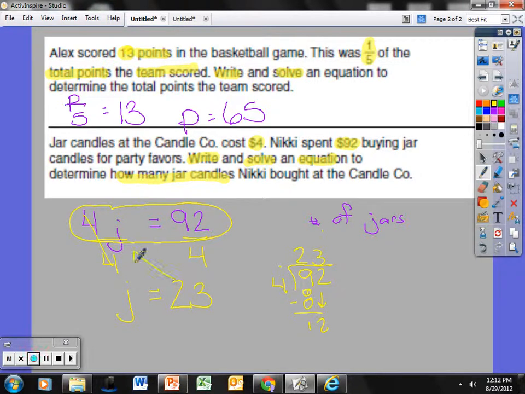I can always substitute 23 back into the original equation. It becomes 4 times 23 is equal to 92. 4 times 3 is 12. Regroup the 10. 4 times 2 is 8, plus 1 is 9, so 92. 92 checks 92. Hope this helps with this evening's practice.